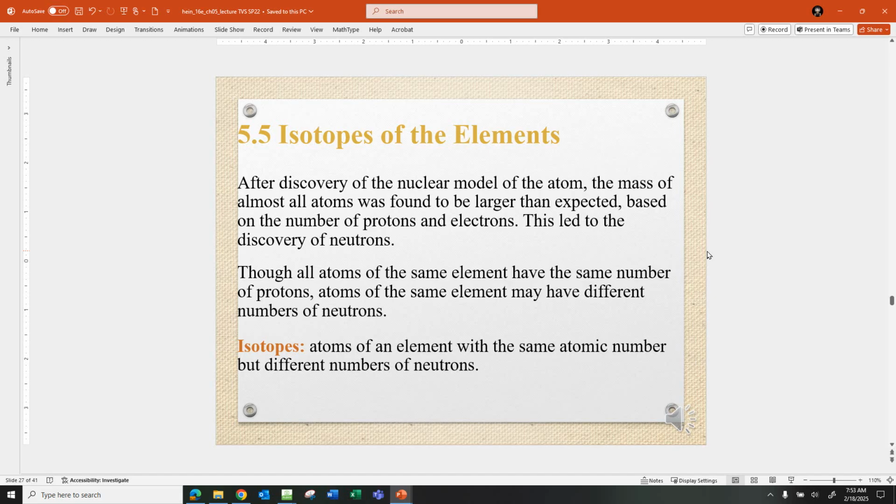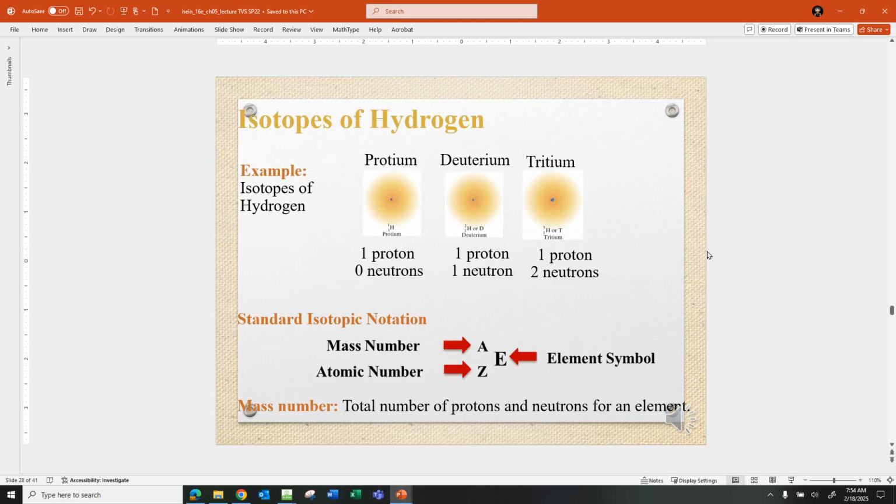Isotopes of elements. Isotopes are when the number of neutrons change. So protons can never change. If you change protons, you're changing the element. If you change the number of electrons, you're making the element more positive or more negative. You're changing its charge. If you change the number of neutrons, then you're changing the isotope of that element. Here's an example of how hydrogen has different isotopes. We have 1 proton and 0 neutrons, 1 proton and 1 neutron, and 1 proton and 2 neutrons. The most common one is protium.